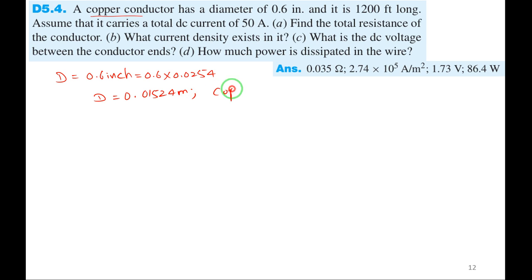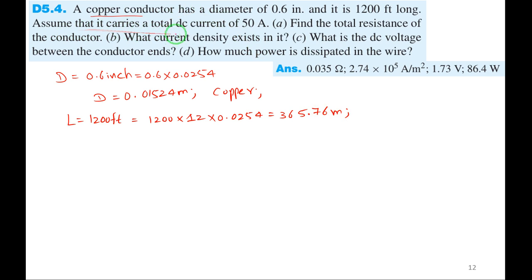Then the material is copper. Its length is 1200 foot long. Yes, 1200 foot. So I will convert it into meters. 1 foot equal to how many inches? 12 inches. If I multiply by 12, it will be converted to inches, but I should convert it into meters. So 1 inch is equal to 0.0254 meters. So just multiply: 1200 into 12 into 0.0254. So I am getting 365.76 meters.